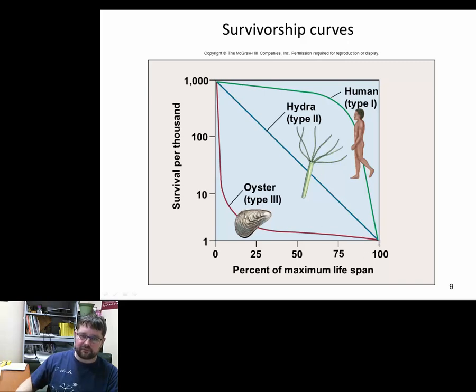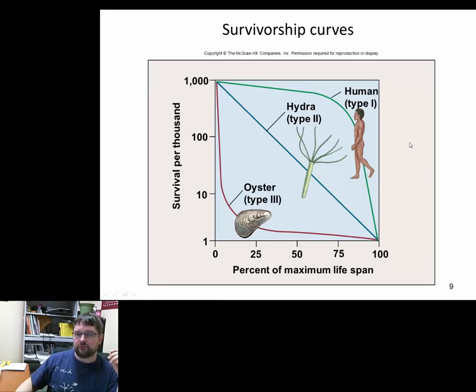Oysters, insects, lots of plants, things that produce massive amounts of seeds or offspring will have a type 3 situation where you have tons of offspring being produced. Most of them die. The ones that do survive, though, do well. Their survivorship is pretty even or pretty good all the way until they meet their maximum lifespan.